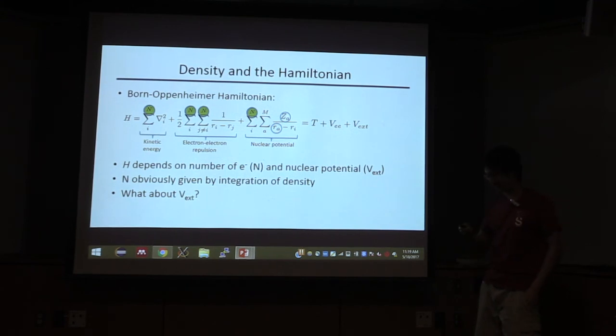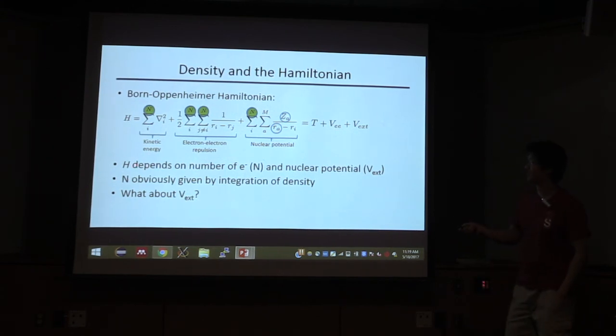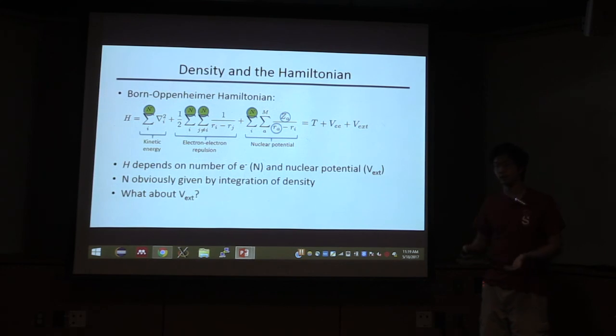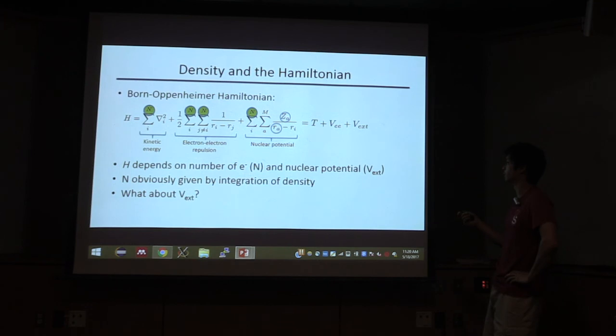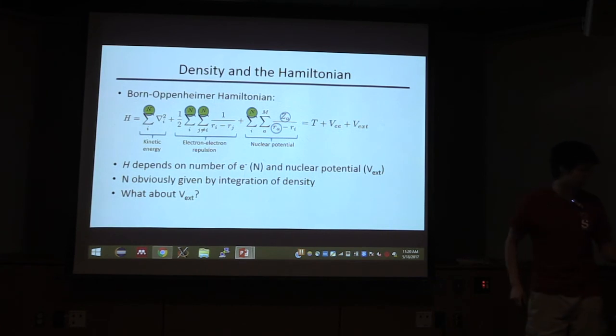Well, I accidentally hit the other arrow, but the Hamiltonian depends on N, which can obviously be obtained just by integrating the density over all space, assuming you're given a density. All right, and then what remains is determining the nuclear potential. Quick note, in DFT theory they often call it the external potential, but external and nuclear potential mean the same thing in this talk.